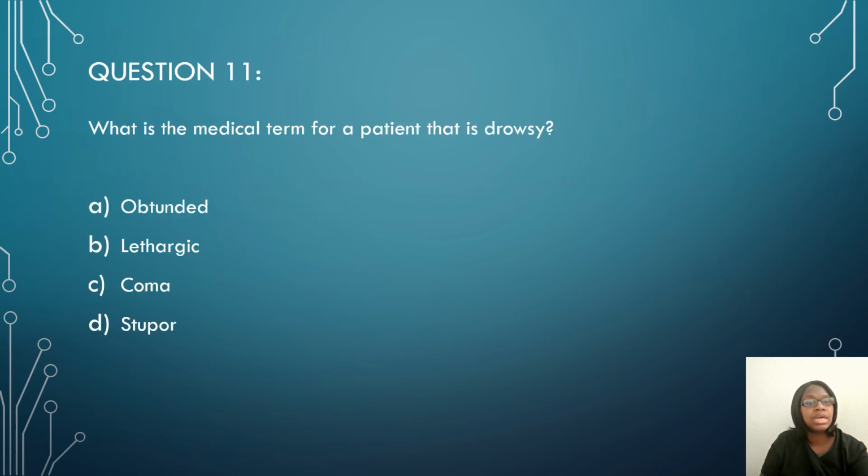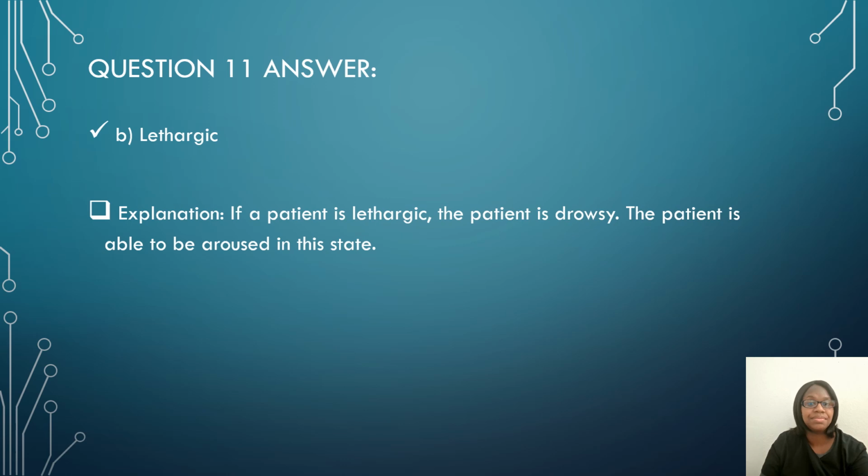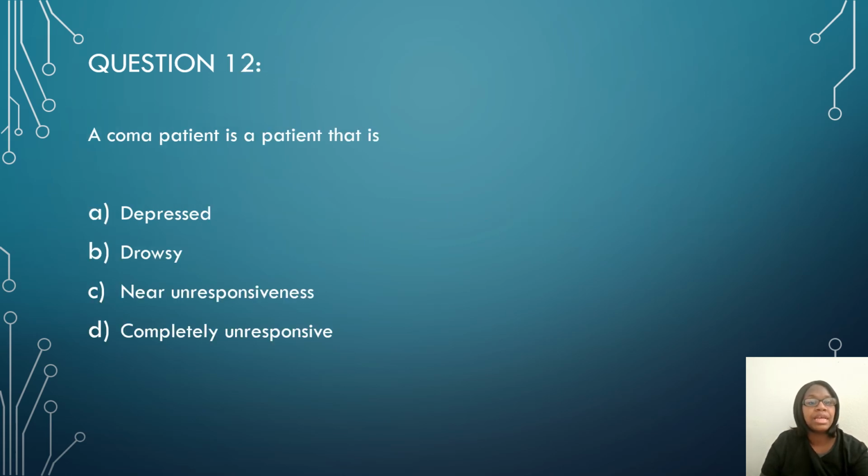Question 11. What is the medical term for a patient that is drowsy? There you go. This term, lethargic, means a patient is drowsy, but they can be aroused in this state. So if you touch their feet with a pencil, or you have a light shining on their eyes, they can be aroused even when they're in this state. A coma patient is a patient that is what?